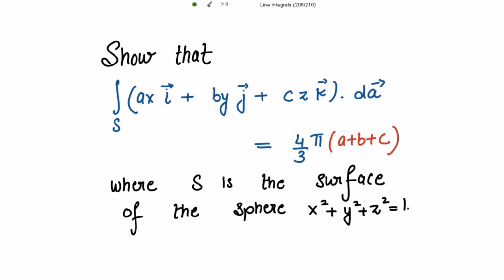We need to show that this given surface integral is equal to 4/3 π (a + b + c), where S is the surface of the sphere x² + y² + z² = 1. That is the unit sphere. So again we have to apply Gauss's divergence theorem to show this result.